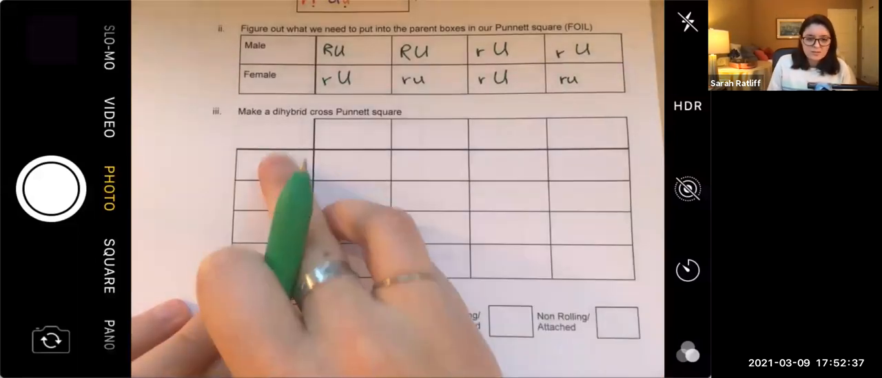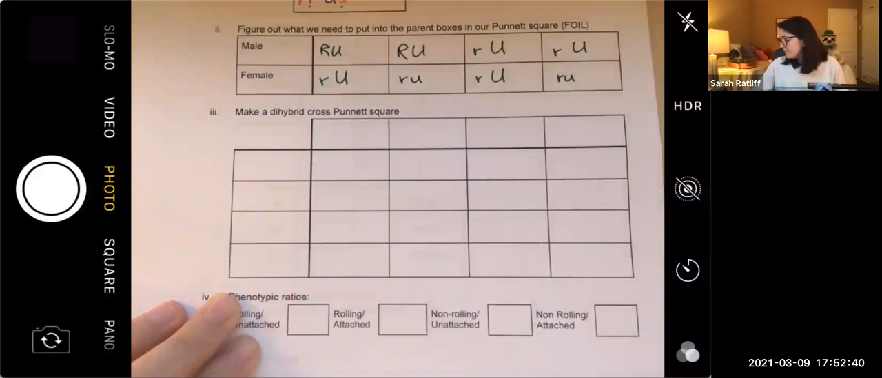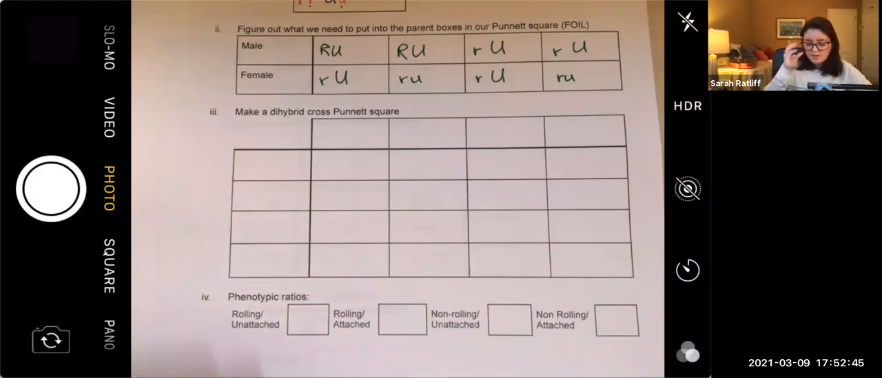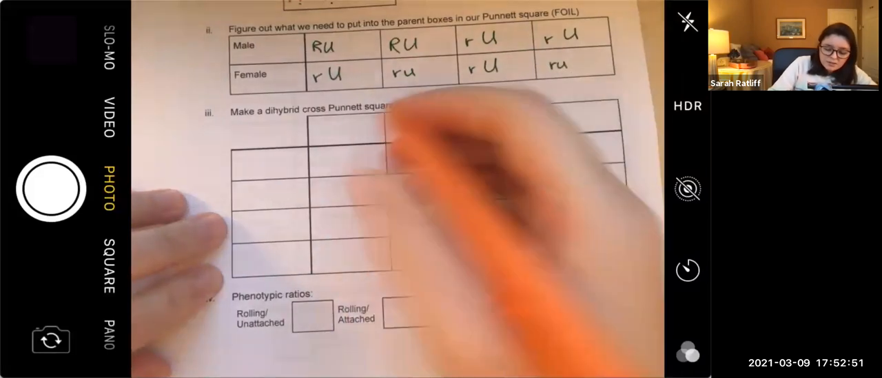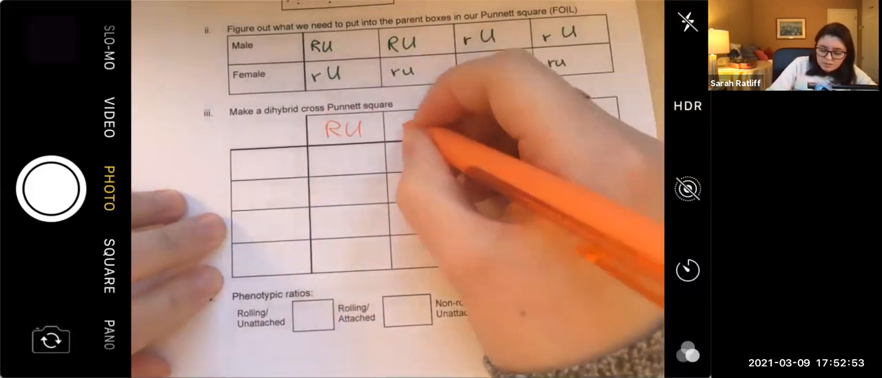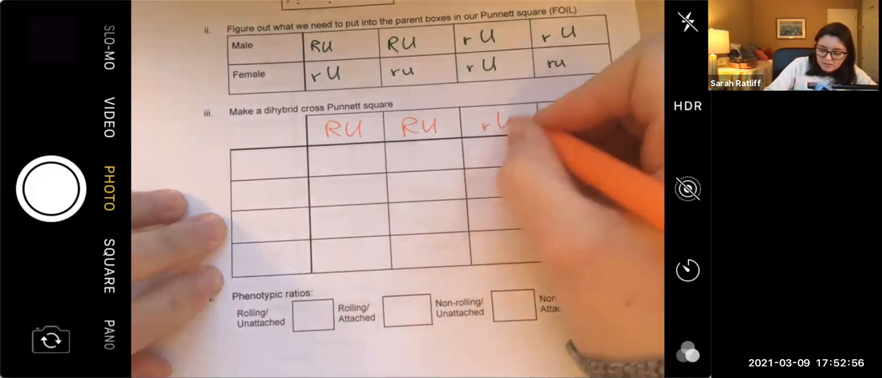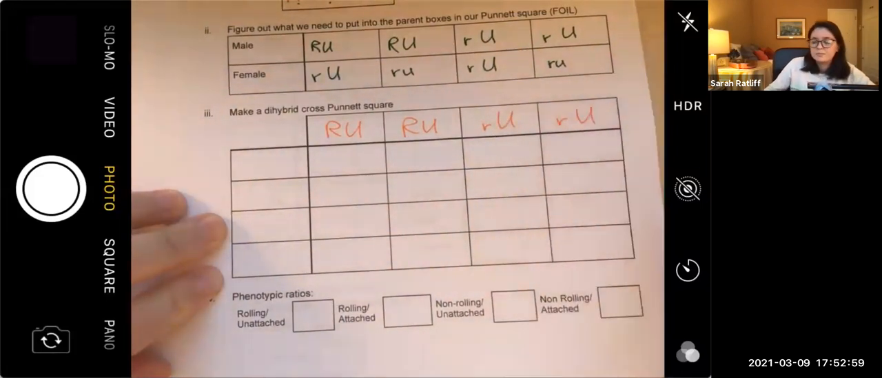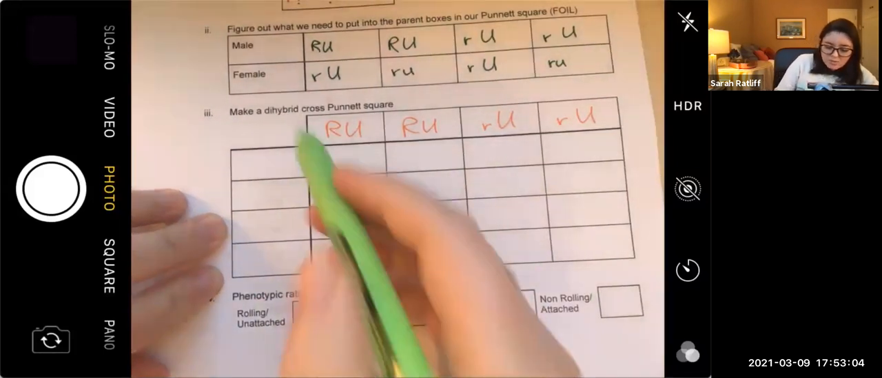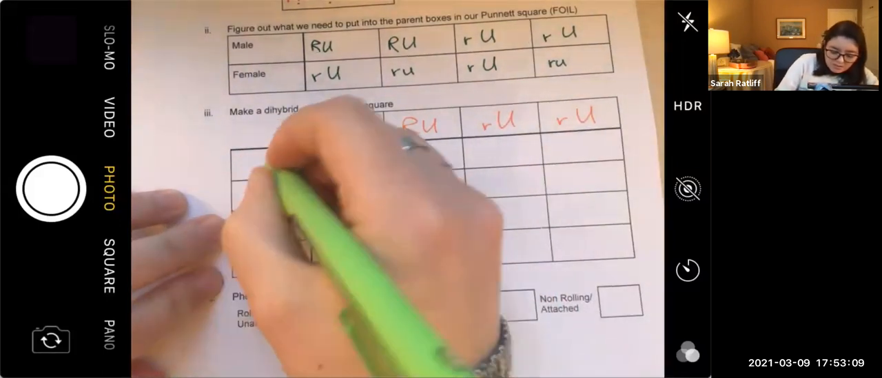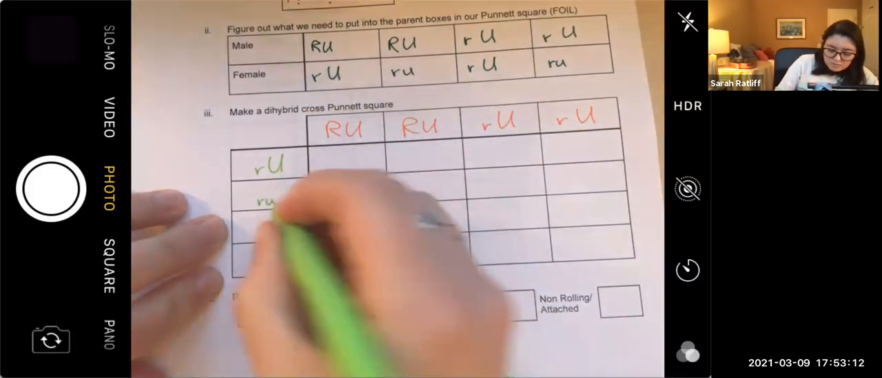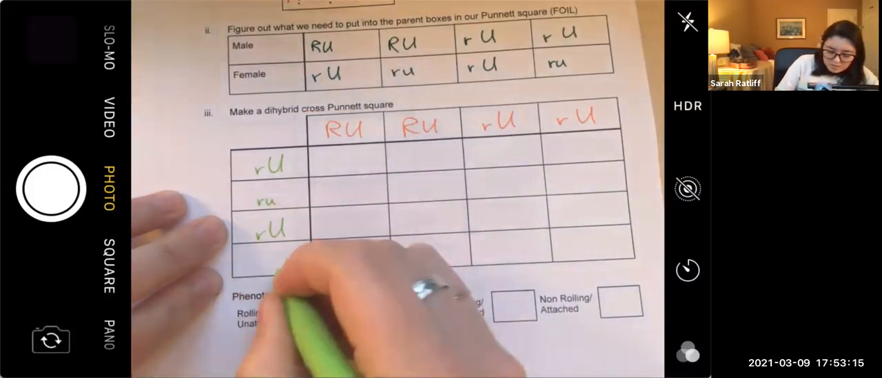Place those FOILed letters here in the top and along the side. Let's go back to orange. We'll use that once. All right, so the male, just transfer these over here. So we have big R, big U, big R, big U, little r, big U, little r, big U. Great. And let's also use light green because we'll use that once before too. So for the female, plug these in down along the side. So little r, big U, little r, little u, little r, big U, little r, little u.